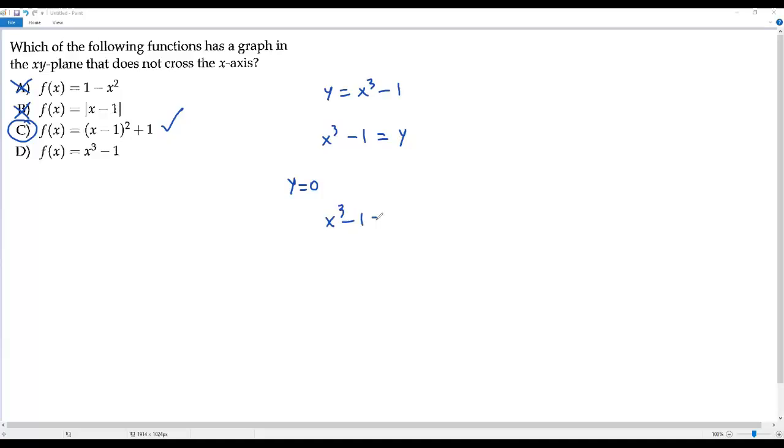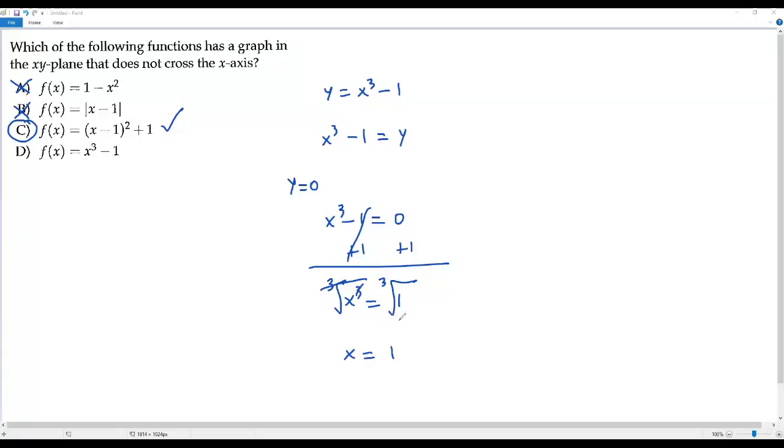In that case, I'm getting x cubed minus 1 equals 0. So I plugged in y equals 0. To solve for x, I just add 1 to both sides. Negative 1, positive 1 will cancel. I'm getting x cubed equals just 1. Okay, to get rid of the cube over here, I have to take a cube root on both sides. So when I take the cube root on both sides, the cube root and the cube will cancel. I'm just getting x. Cube root of positive 1 is just 1.